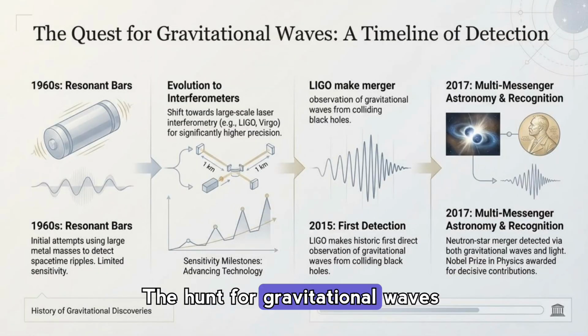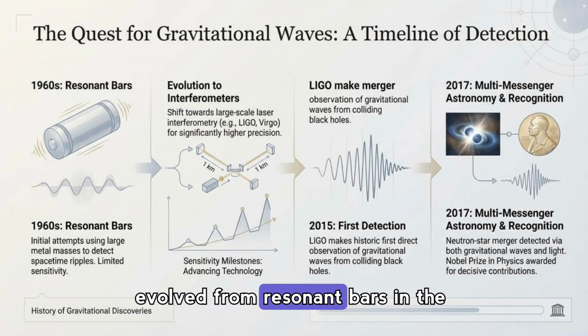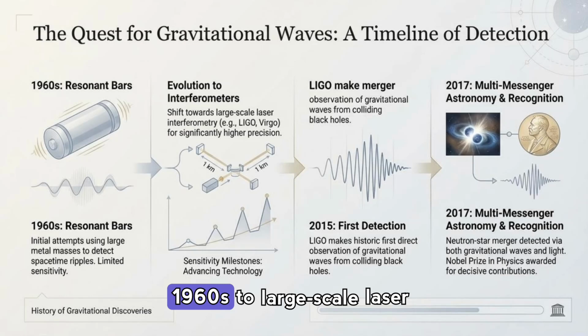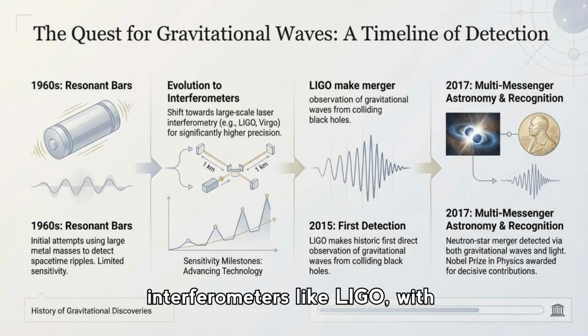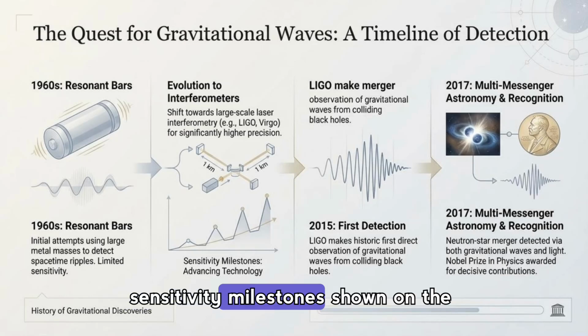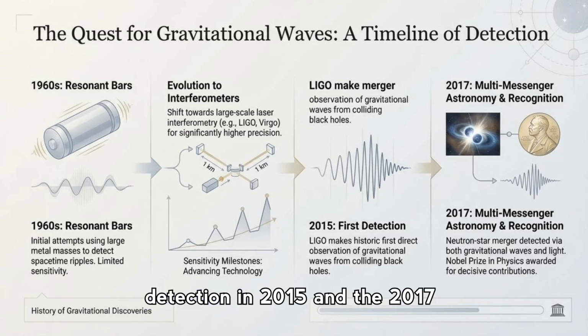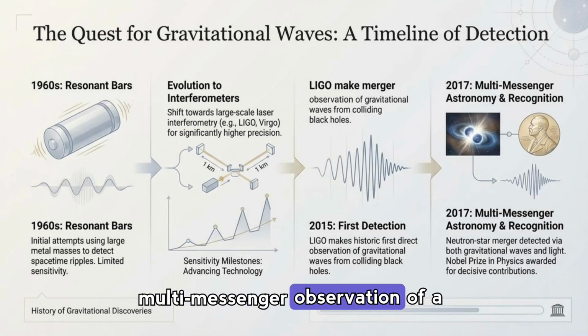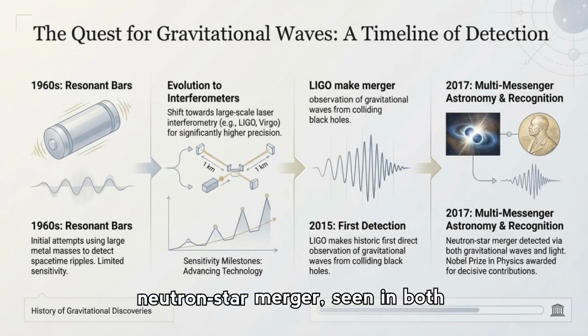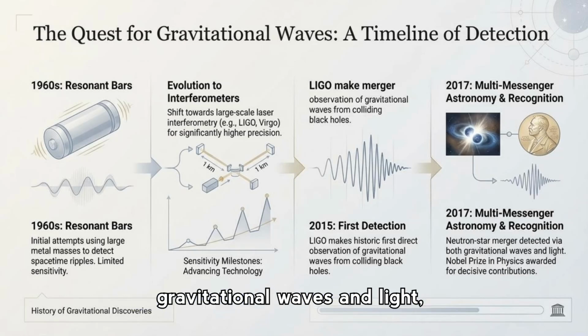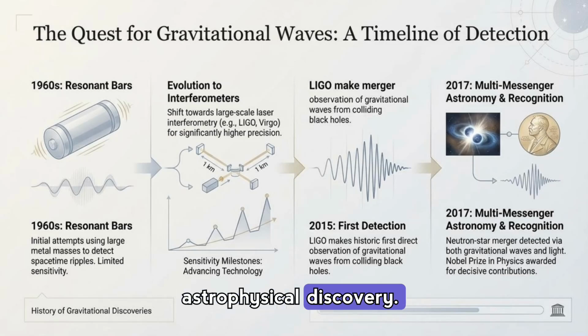The hunt for gravitational waves evolved from resonant bars in the 1960s to large-scale laser interferometers like LIGO, with sensitivity milestones shown on the timeline. LIGO's first direct detection in 2015 and the 2017 multi-messenger observation of a neutron star merger, seen in both gravitational waves and light, inaugurated a new era of astrophysical discovery.